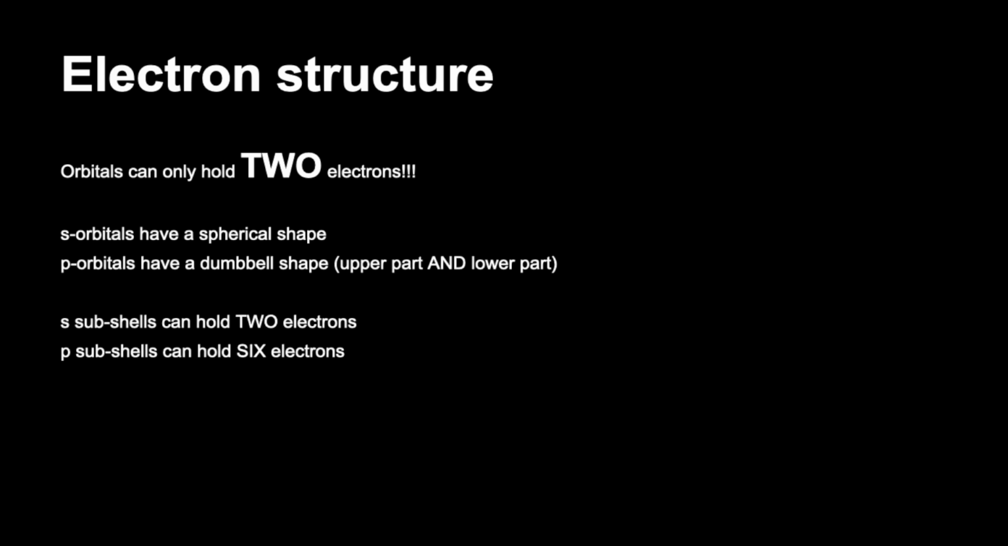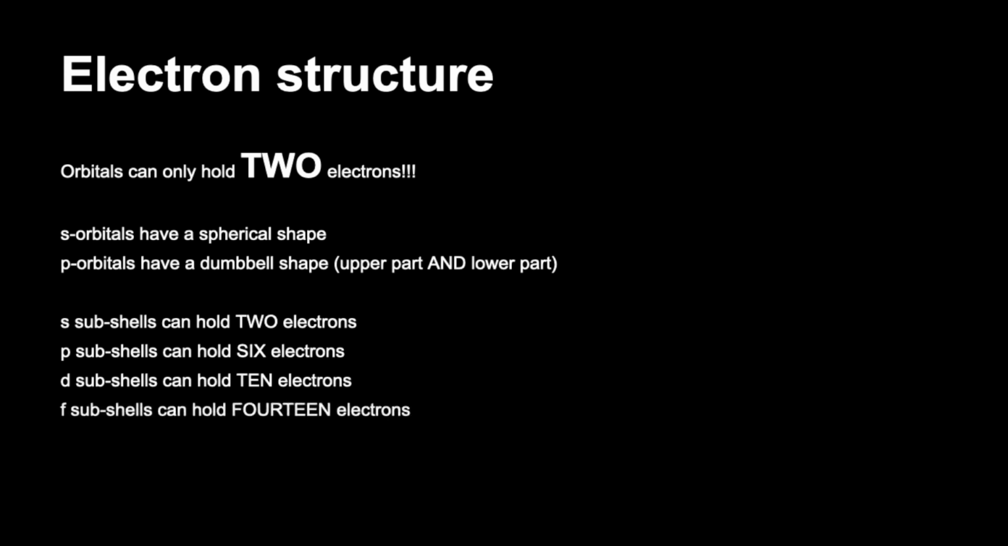I think as soon as a student sees P, they just think 6. But if it's the orbital, it's got to be 2. D subshells can hold 10 electrons, D orbitals, 2 electrons. F subshell, 14 electrons, but in F orbital, 2 electrons.